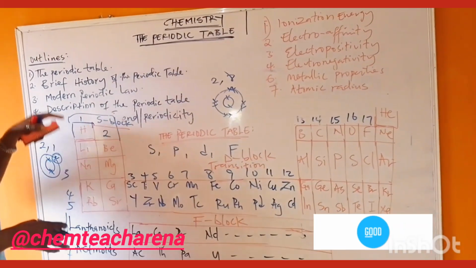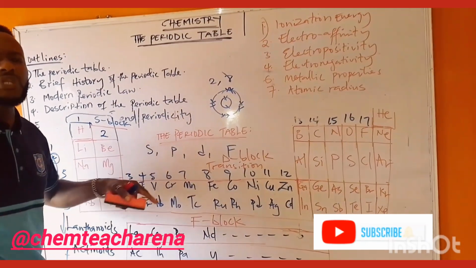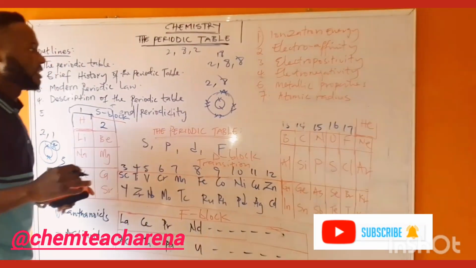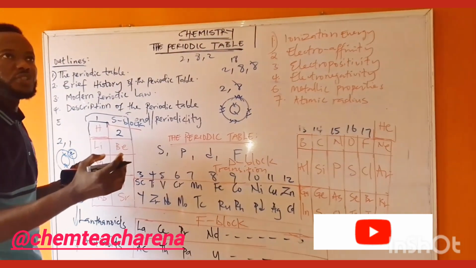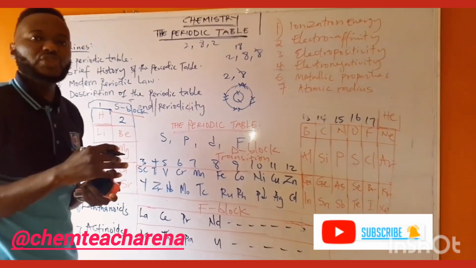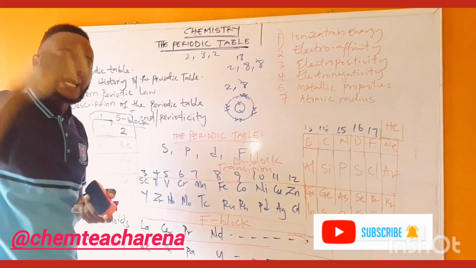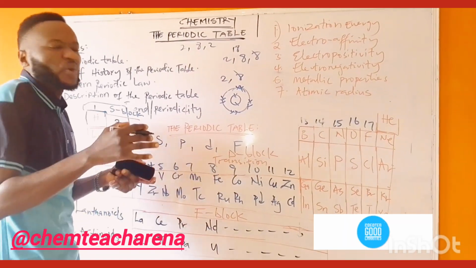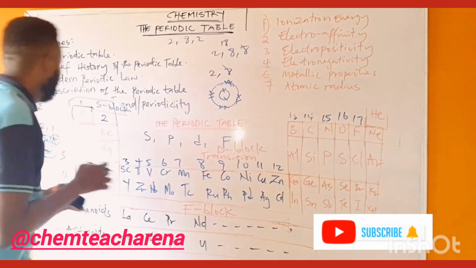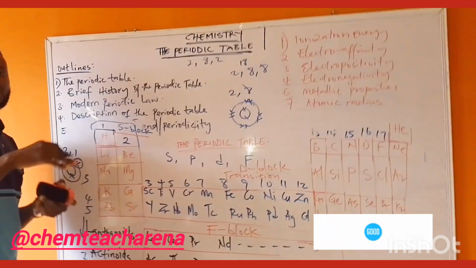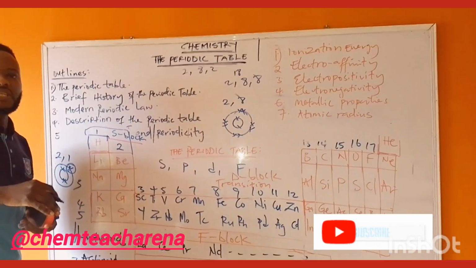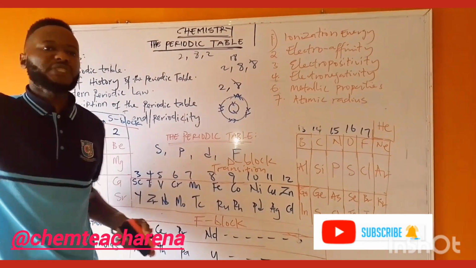Why? Because if you go down, the number of shells keeps on increasing. Ionization energy increases from left to right because the force of attraction between the valence electron and the nucleus is closer. That is another reason than in group 1 or group 2, where the force between the valence electron and the nucleus is weaker because of the distance.